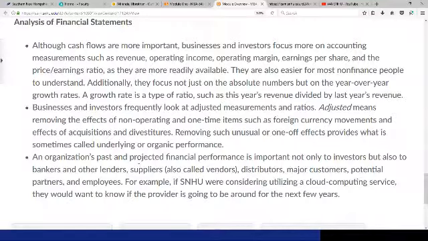Analysis of financial statements. Although cash flows are more important, businesses and investors focus more on accounting measurements such as revenue, operating income, operating margin, earnings per share, and the price-earnings ratio, as they are more readily available. They're also easier for most non-finance people to understand. Additionally, they focus not just on the absolute numbers, but on the year-over-year growth rates. A growth rate is a type of ratio, such as this year's revenue divided by last year's revenue.